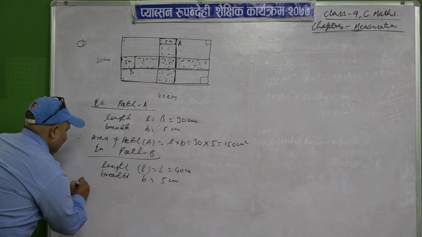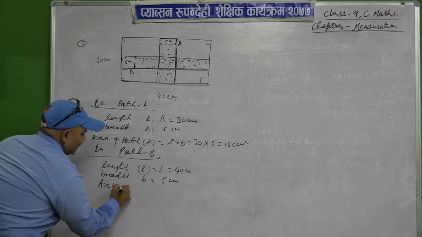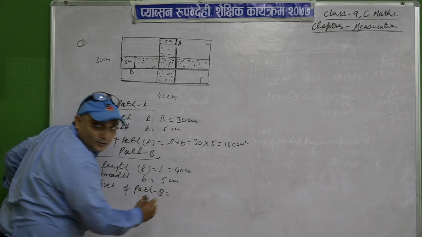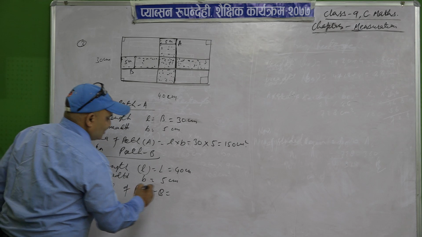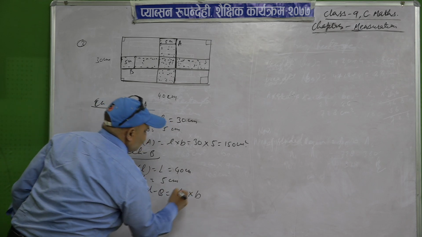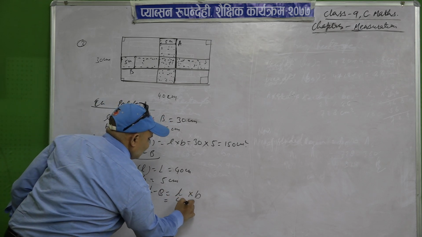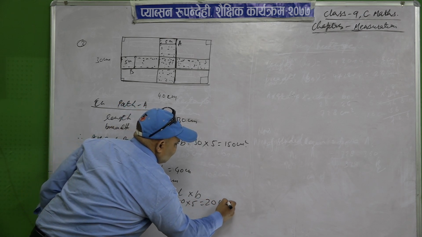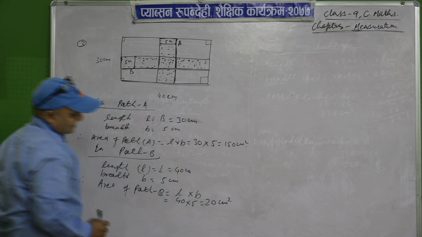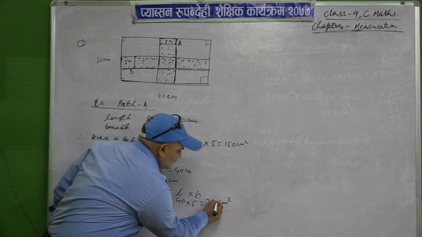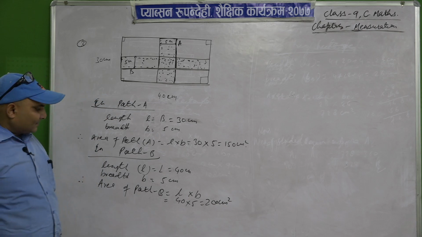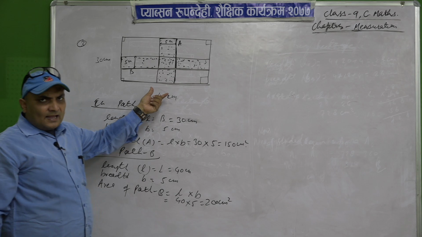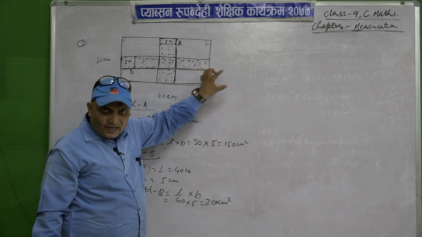Now we find out area. Therefore, area of path B is equal to L into B. L is 40, B is 5, 200 centimeter square. So we have found area of path A and area of path B.